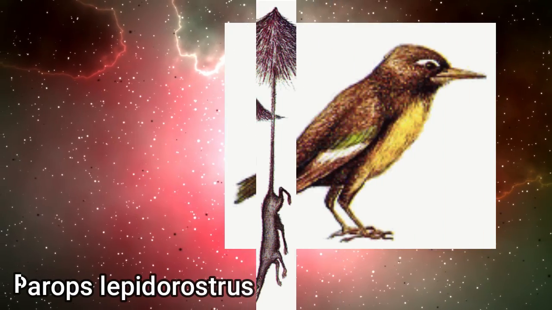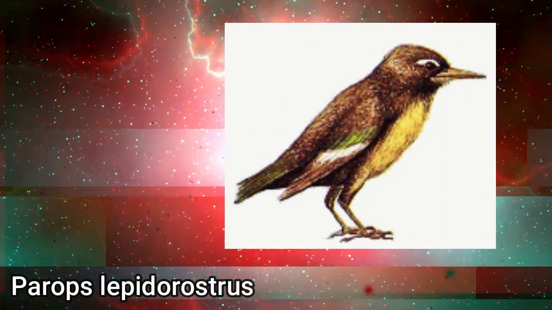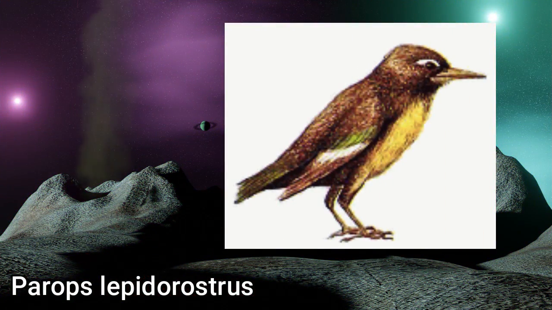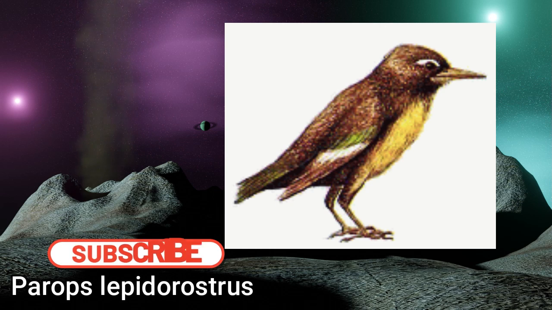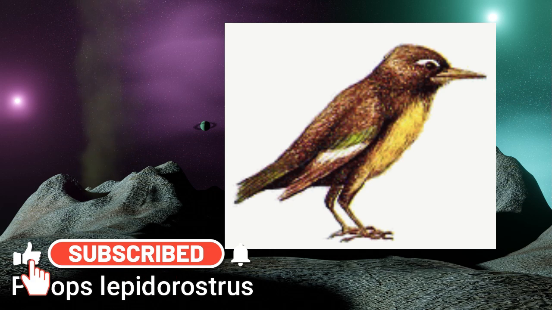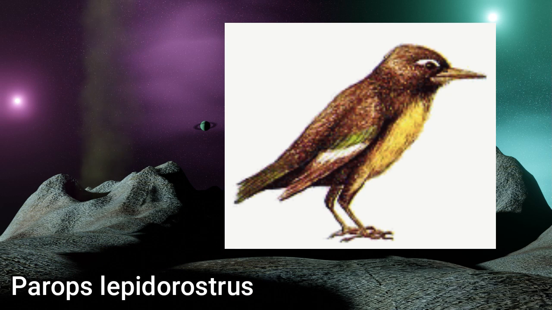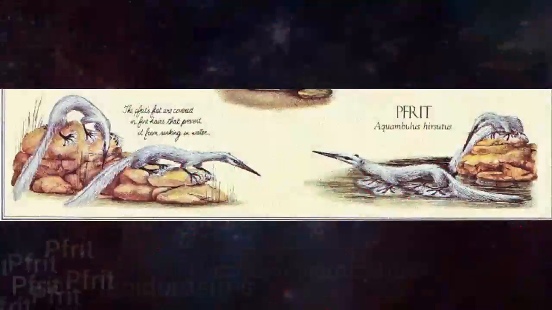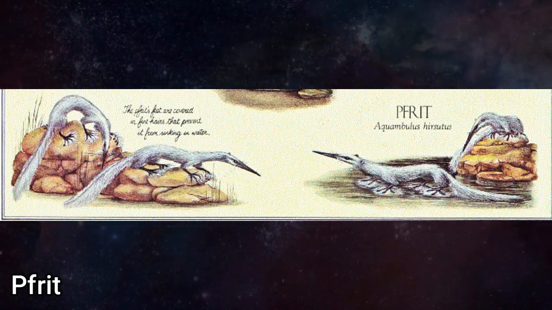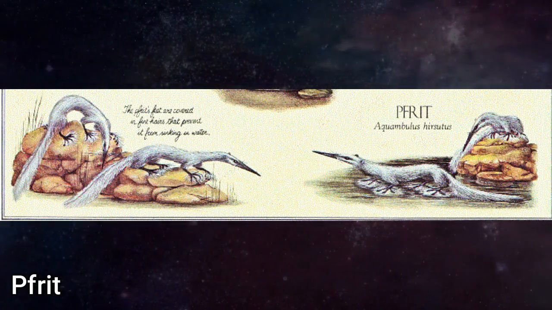The Parops lepidorostris, a basic-looking starling from the coniferous forests of Europe, descended from the common starling. It is the broadbeak's closest living relative, being a totally different creature. It is only 10 centimeters long and lives mainly on insects that it extracts from the bark of trees within its thin beak. The piffrit, a bizarre, tiny, semi-aquatic talpine talpid.